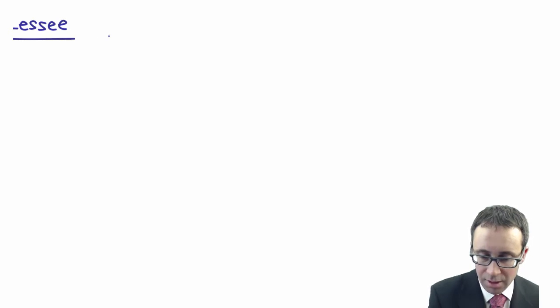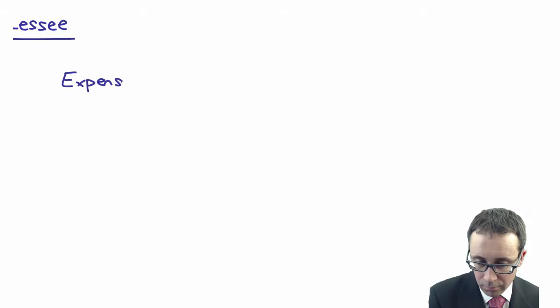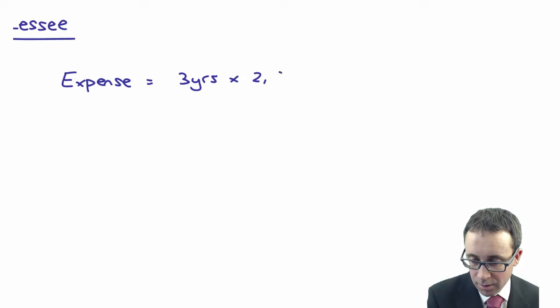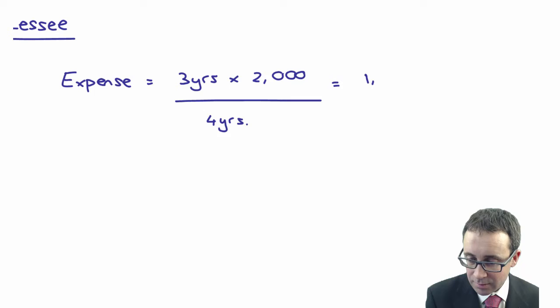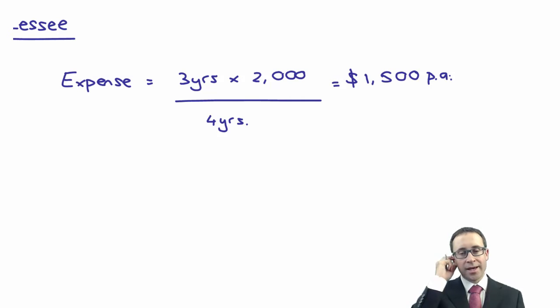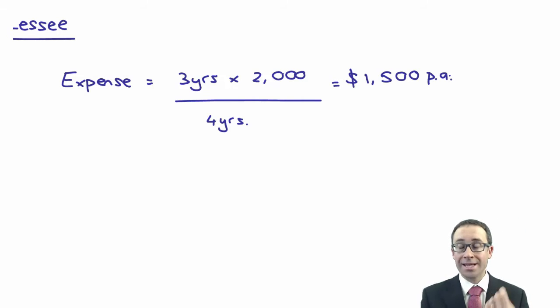So to work out, in the lessee's books, the expense is 3 years at 2,000 divided by the 4 years on the lease. That gives us $1,500 per annum. So in the lessee's books, the person who is leasing the asset, we have $1,500 as an expense.